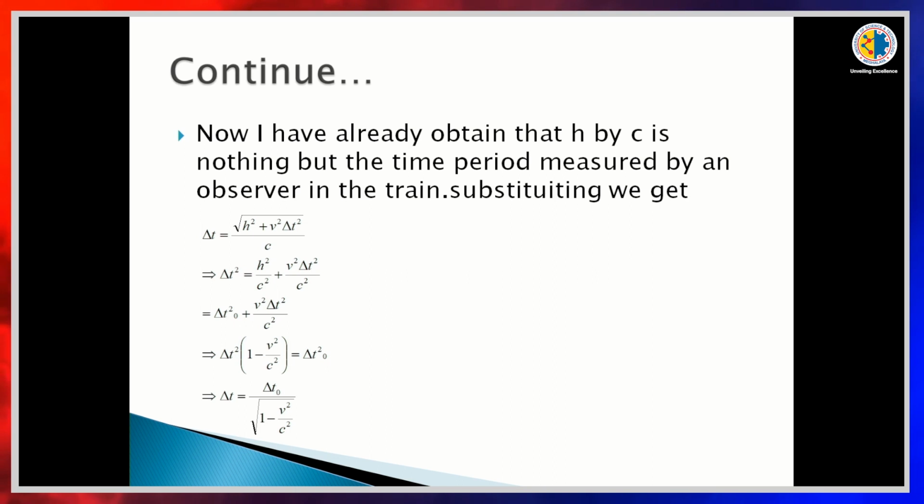Now, one important term here is 1 by root over 1 minus v square by c square. It is known as the Lorentz factor, and it is denoted by gamma. Another important point here is that root over 1 minus v square by c square is always less than 1.